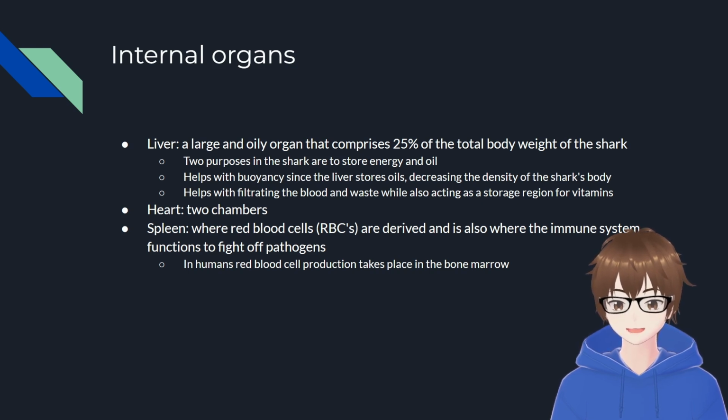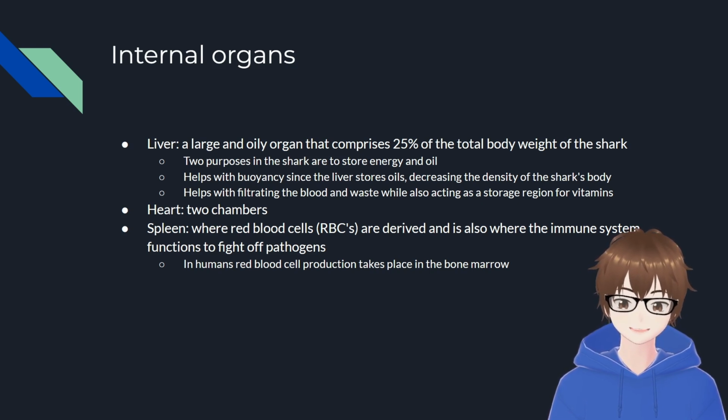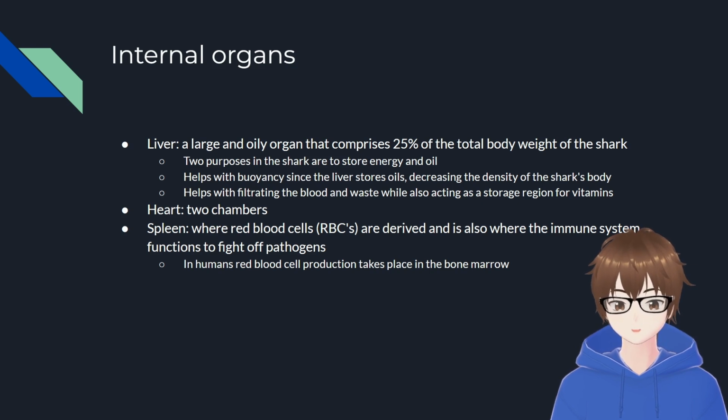Another thing that is different about sharks is that their hearts have 2 chambers. Then there's their spleen. Their spleen is actually where they make their red blood cells, and also where the immune system functions to fight off pathogens. This is different than most animals because most animals have bone instead of cartilage, and inside the bone of most animals, they have bone marrow, which will produce your red blood cells.